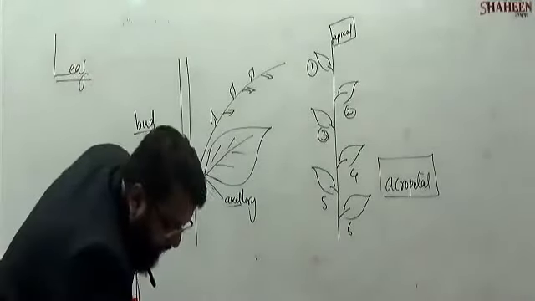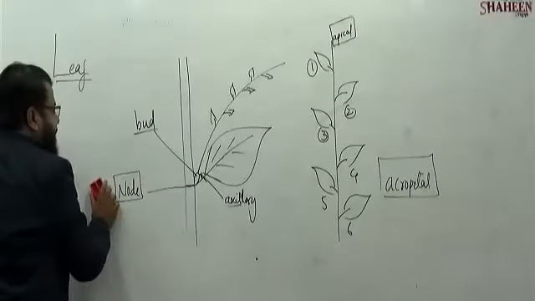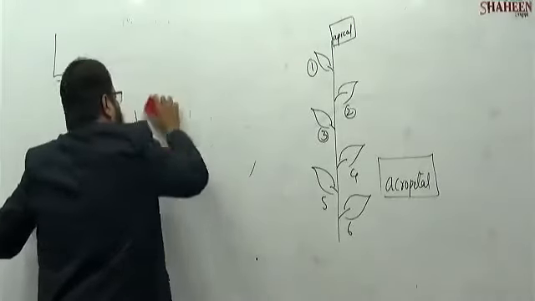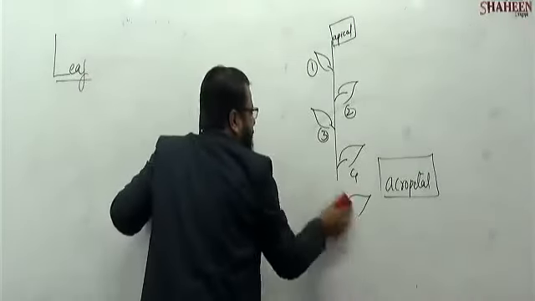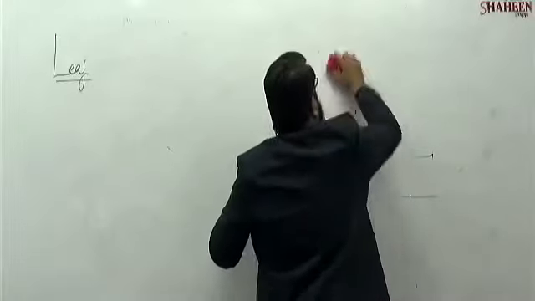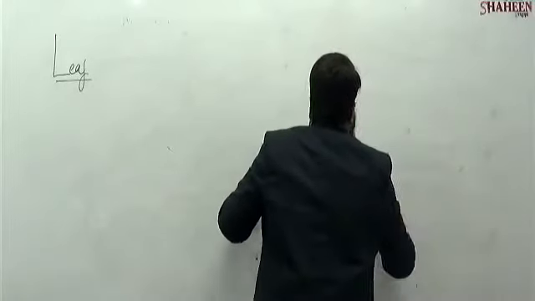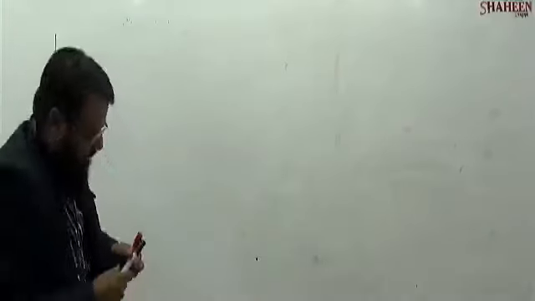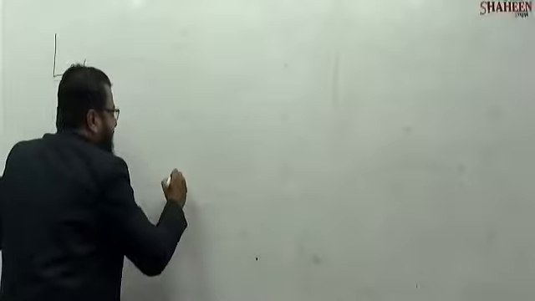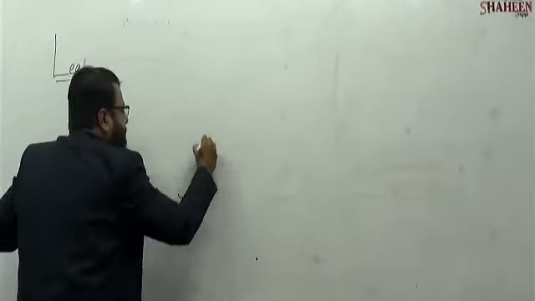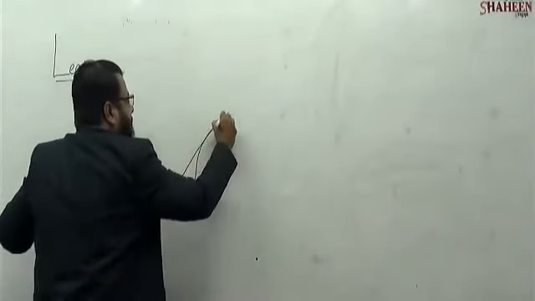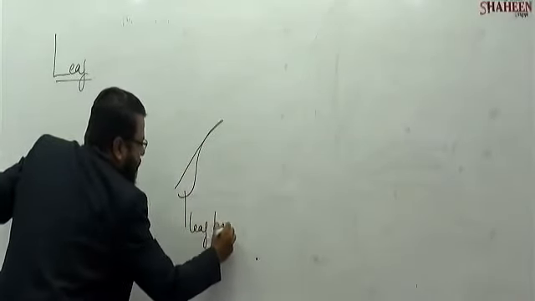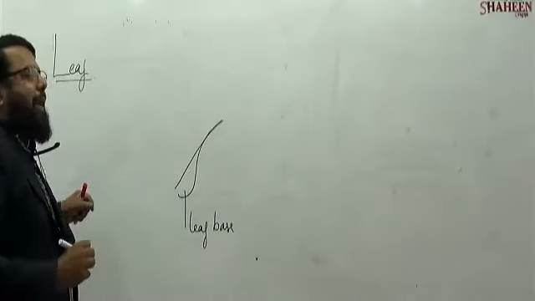Now, parts of the leaf. Leaves usually have three parts. What are the three parts? A leaf will have three parts. Only the leaf I am drawing. The first part is the leaf base.